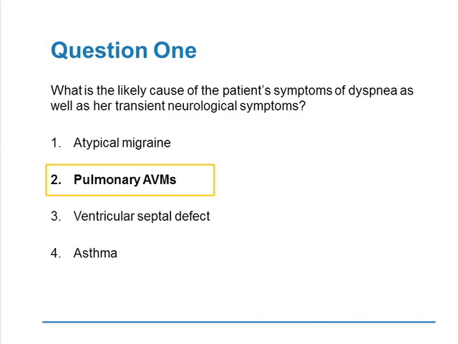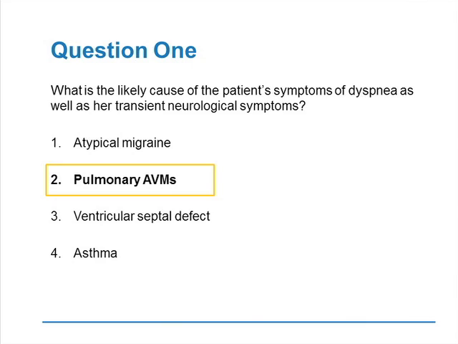And the answer is pulmonary AVMs. Now, migraine headaches are seen in patients with HHT, but to have these neurological symptoms of aphasia, numbness, etc., makes you extremely worried that she's having paradoxical emboli going through these AVMs right across into her heart and being showered into her brain, causing her neurological symptoms and not a migraine.